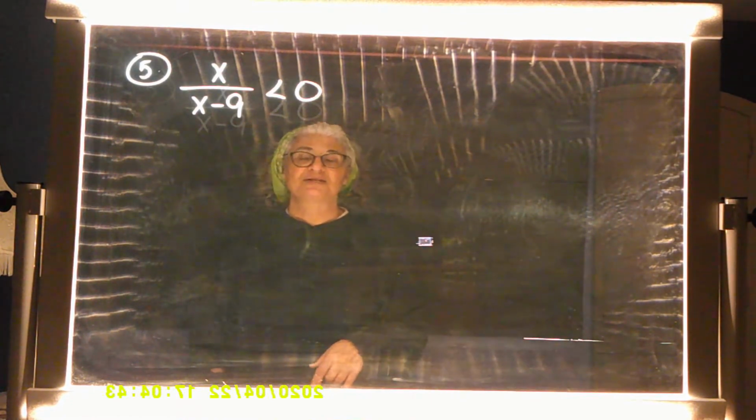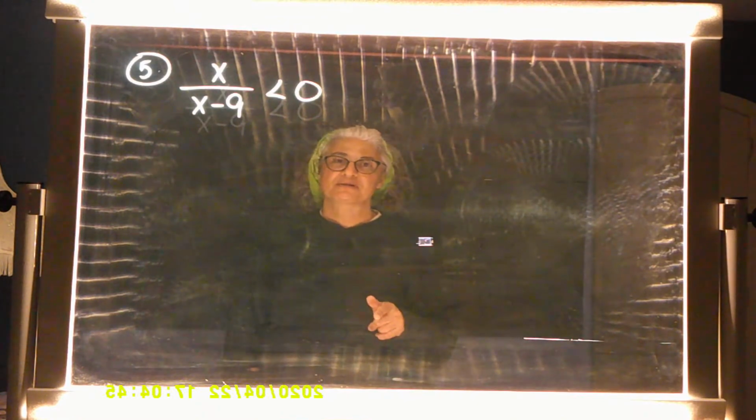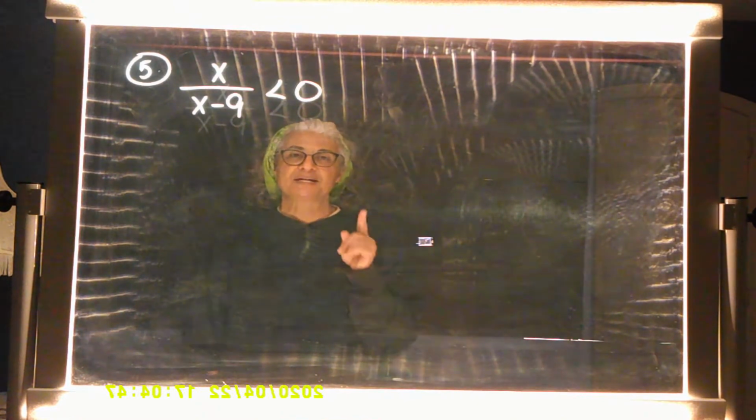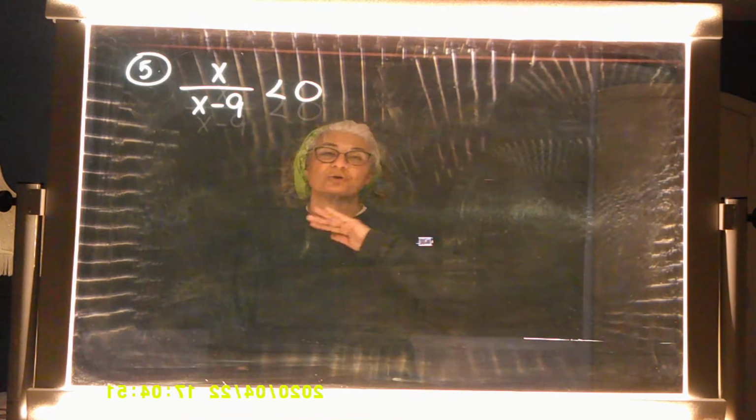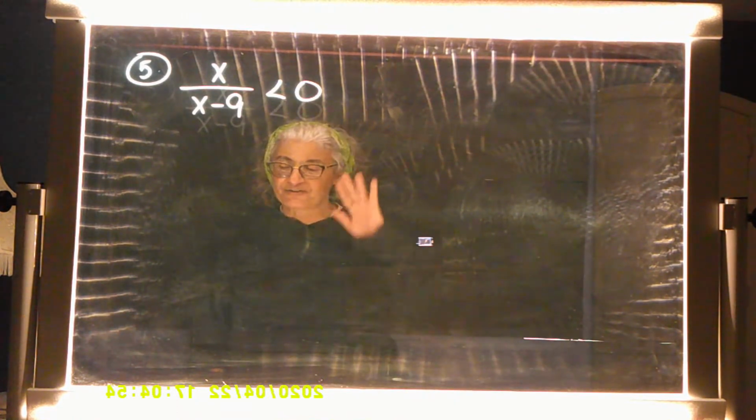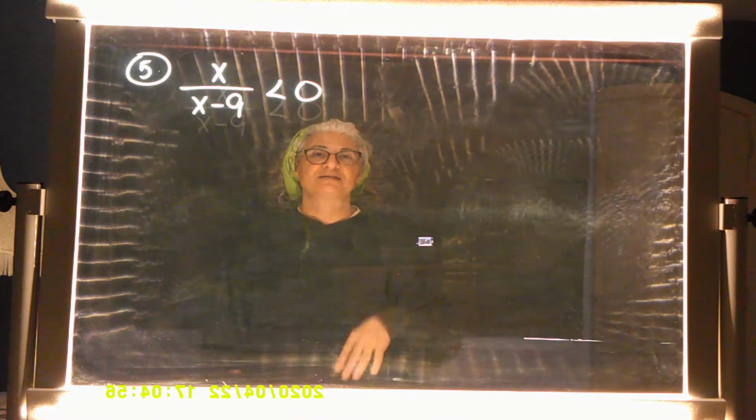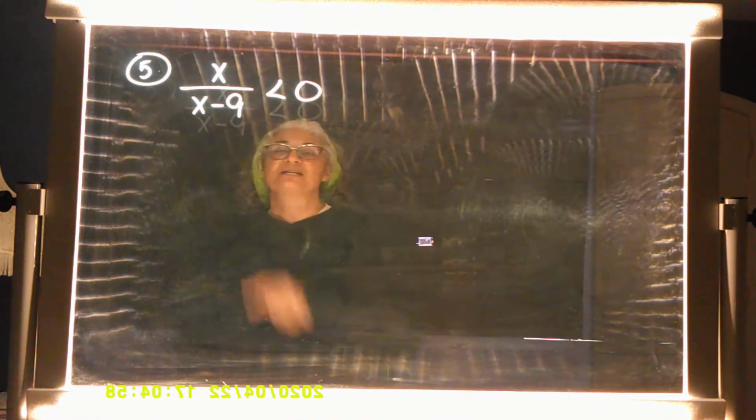So here's the deal. Very important. Make note to yourself. When you're dealing with an inequality, I can't state this enough, you're not ever allowed to get rid of that denominator.